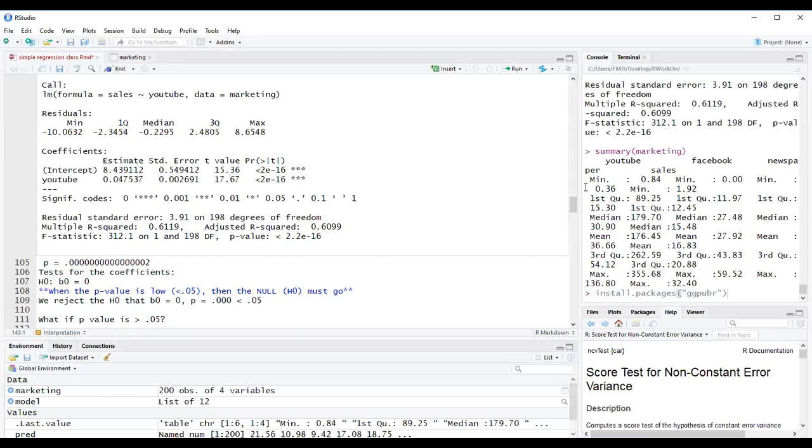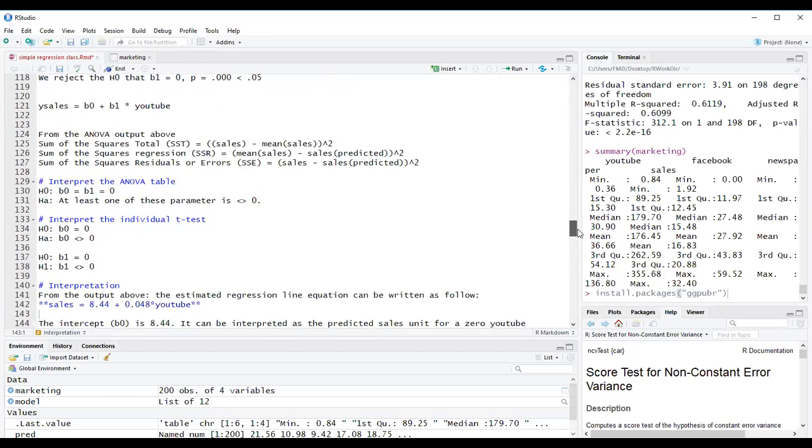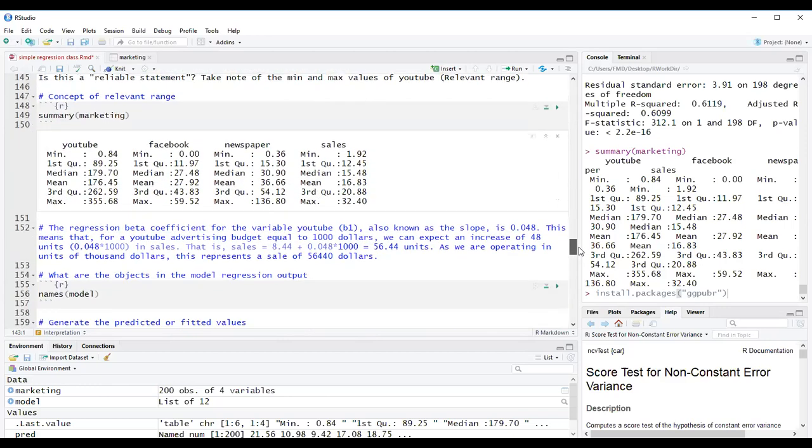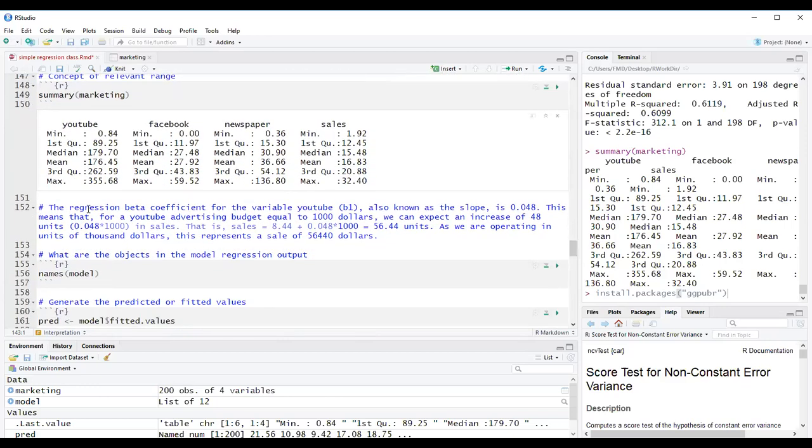And the value is 0.047. Okay, so how do we interpret that? Kailangan ma-interpret natin, guys, yung 0.0475. Sinulat ko dito para yung reference niya. The regression beta coefficient for the variable YouTube B1, also known as the slope, is 0.048. This means that, okay, so how do we interpret that? Paano guys? Kasi yung advertising natin in thousands eh. So let's interpret it that way.